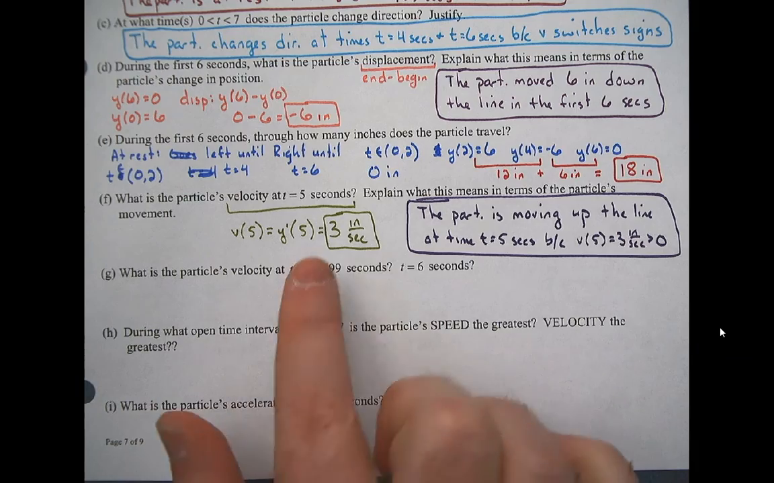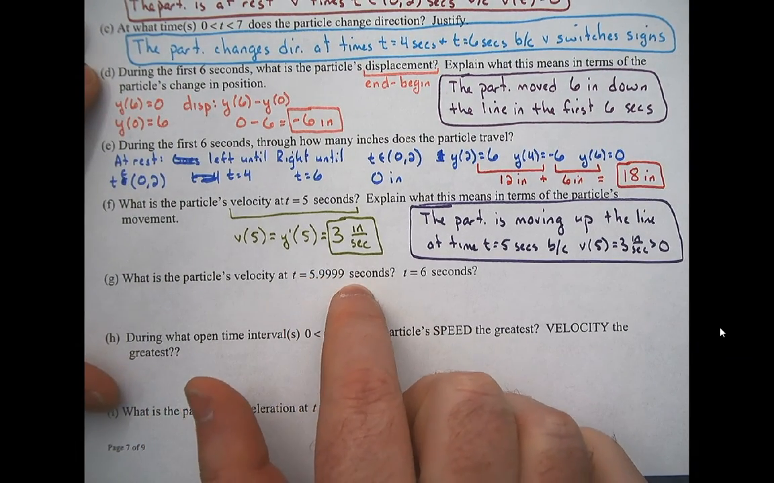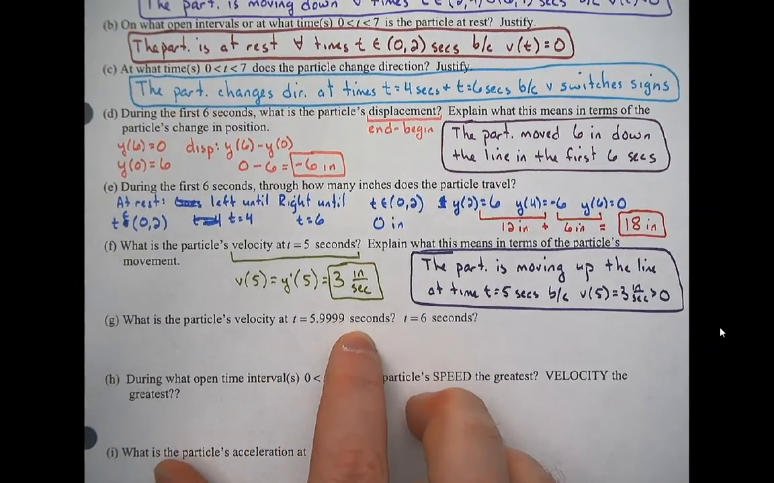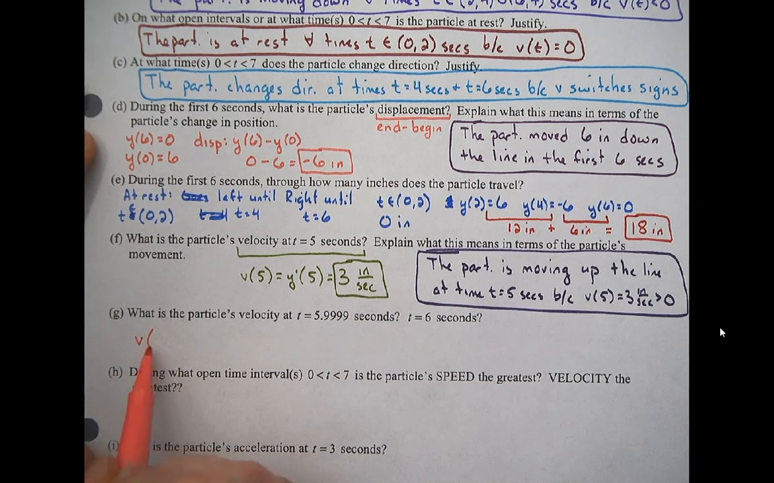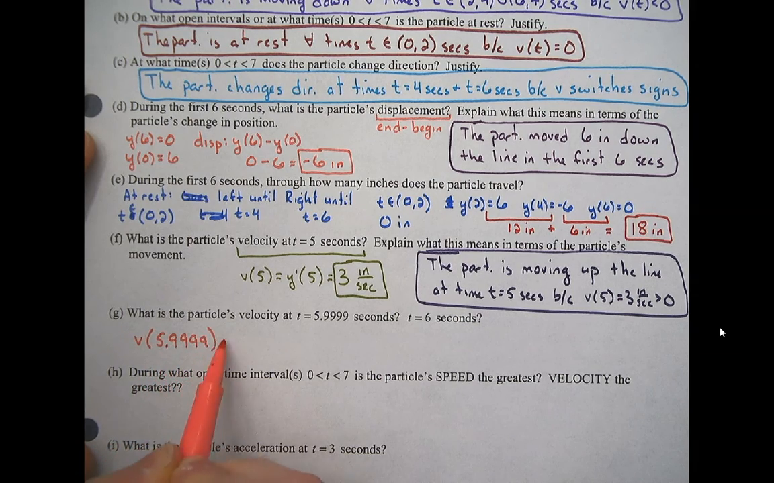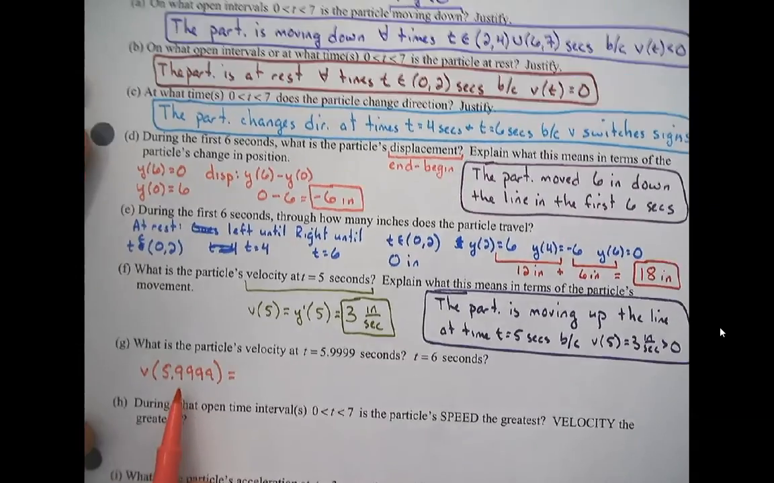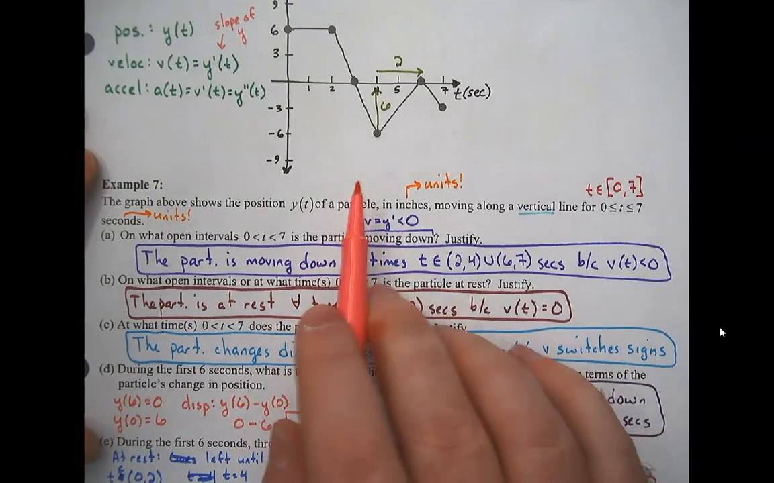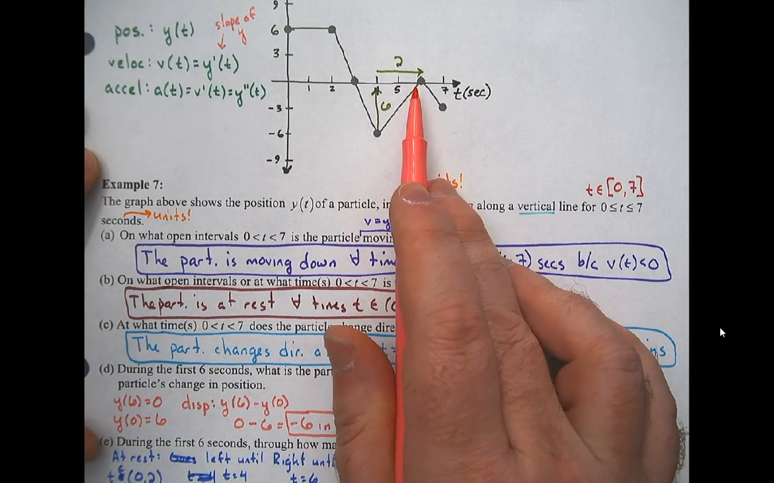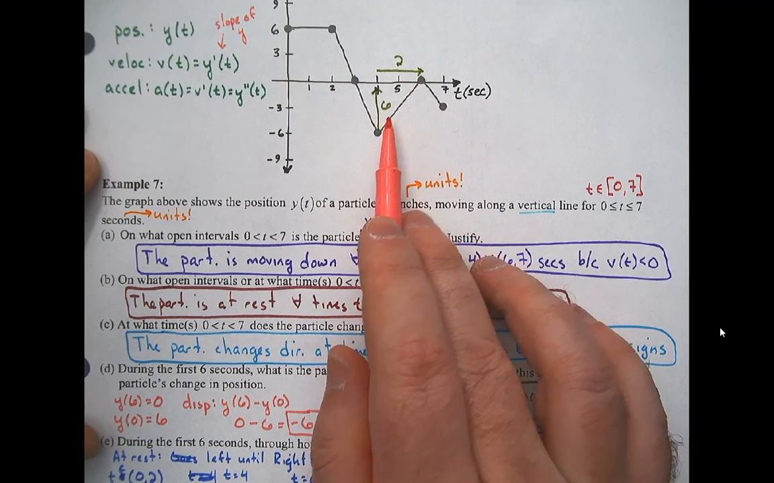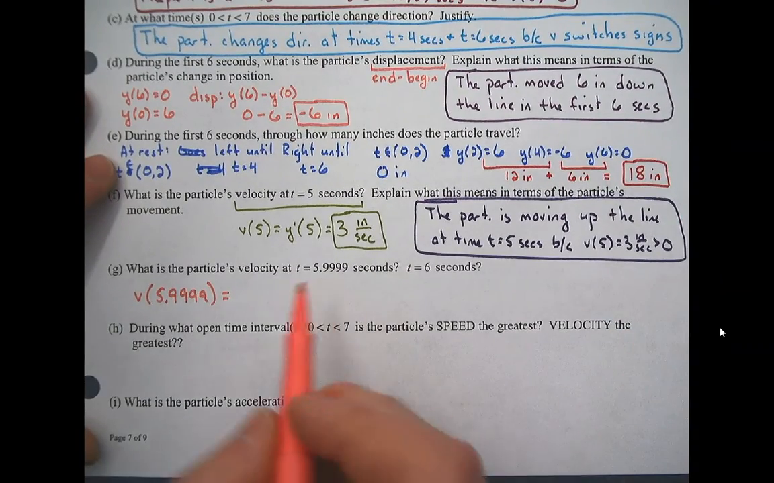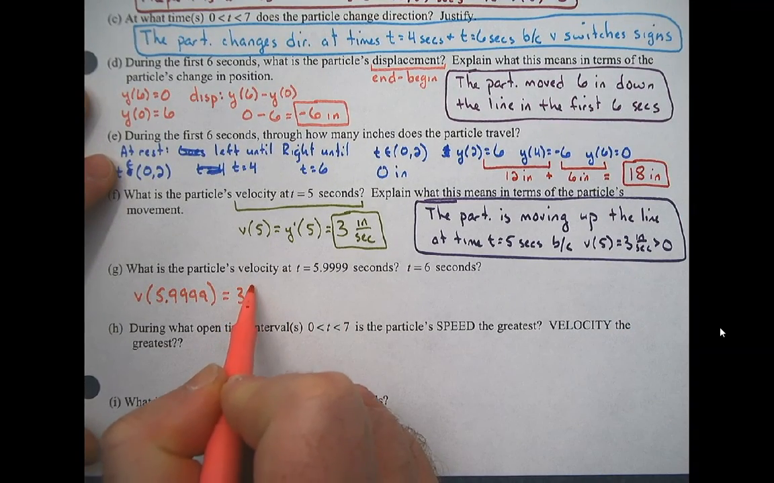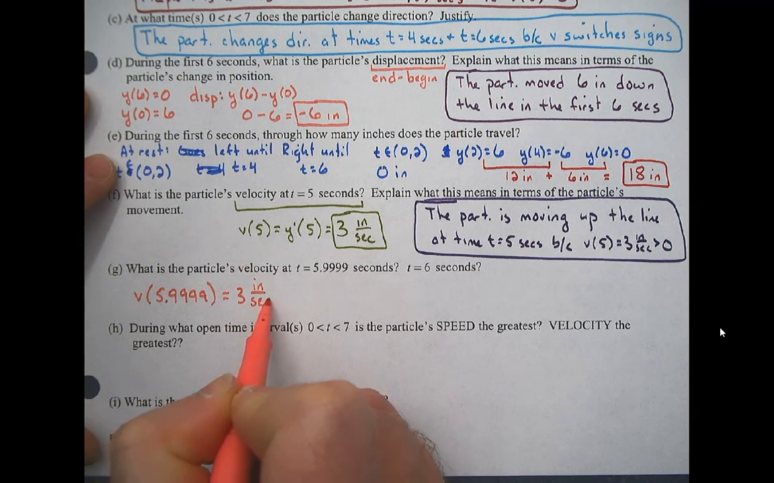What is the particle's velocity at 5.9999 seconds? Okay, so there again, I want to figure out the slope. So the velocity of 5.99999 is going to be the slope at 5.999. Now what's nice is at 5.9999999, you're not quite to 6. So that slope is going to be the same as what the slope was at 5 that we just calculated above. So that would be 3 inches per second.